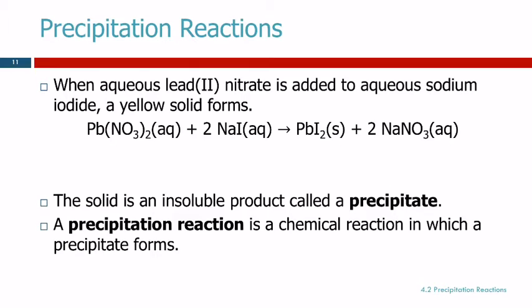It looks like magic. It looks like you took 2 glasses of water and poured them together, and then you can get this yellow stuff. This is really fun. The yellow is the lead iodide, lead-2 iodide. And then we also have sodium nitrate that is present as well. So this solid, it's an insoluble product. It won't dissolve in the water, and that's called a precipitate. And any reaction that forms a precipitate is called a precipitation reaction because it forms a precipitate.